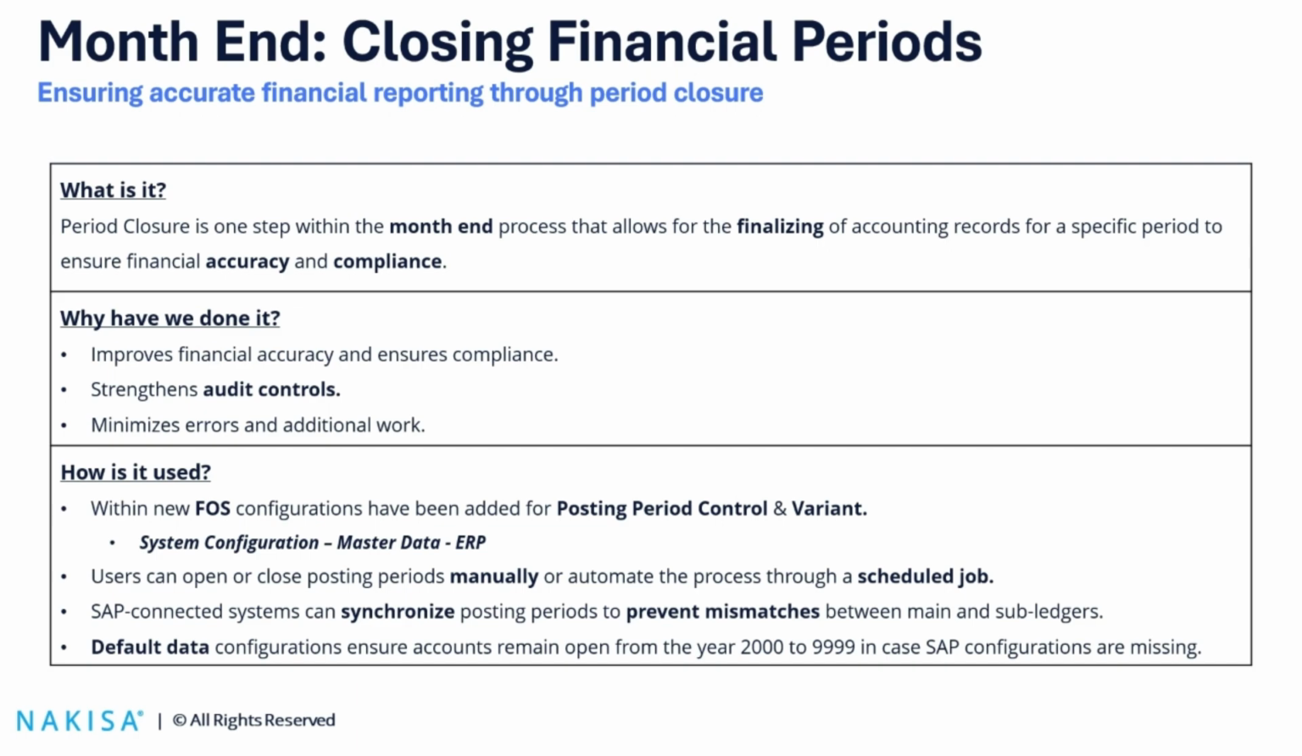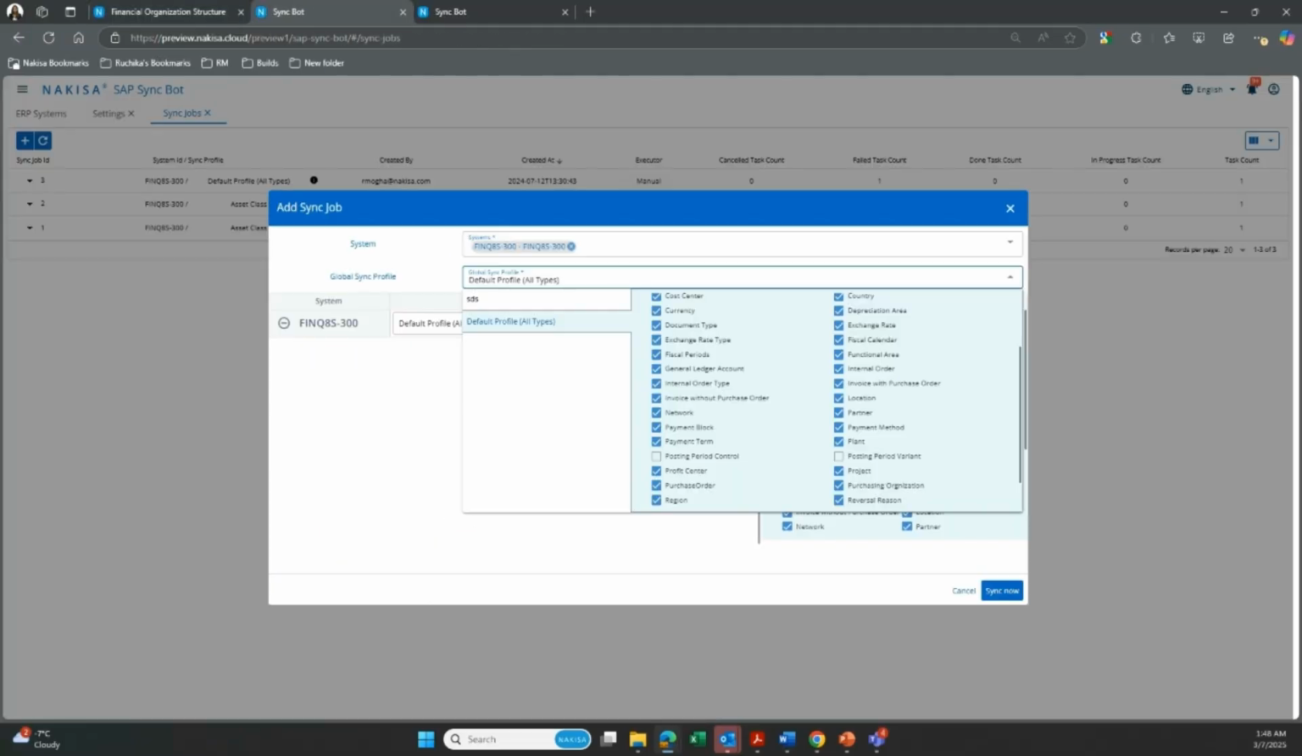So by default, the configurations that are out of the box, all the open periods are from the year 2000 up until 9,999. That's the year. In case you don't have SAP configurations for closed period. So we'll show you on the UI. Let's start with the connected.